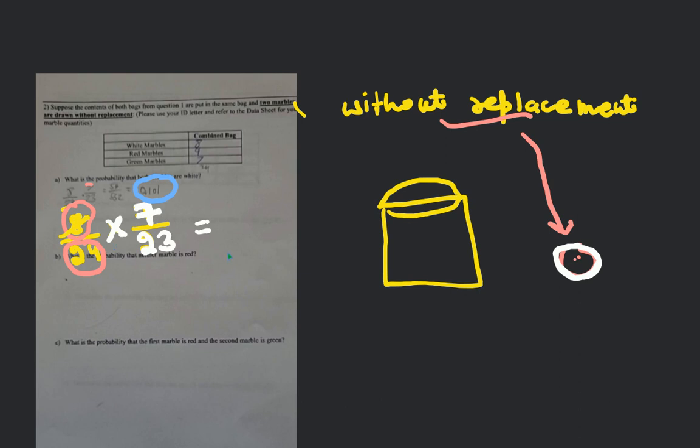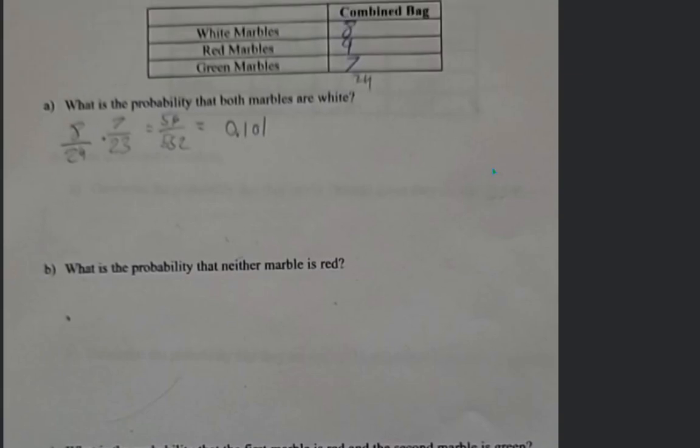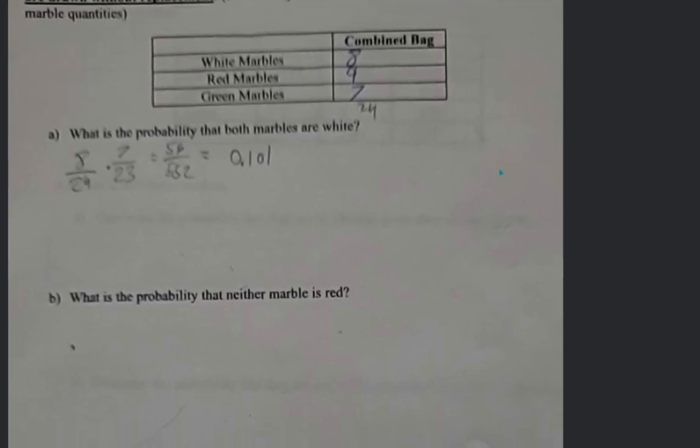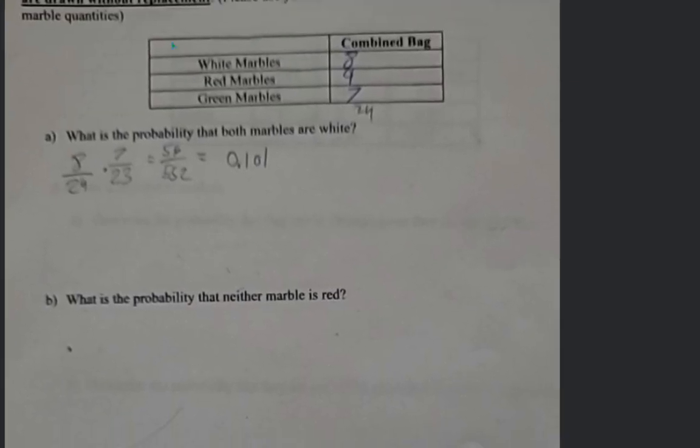Okay. Let's do the second one. So now in the second one, let me take this picture back again. They are saying, read the question, what they are saying, and let me know. What is the probability that neither marble is red? Neither marble is red means it has to be not red. Correct, absolutely correct.